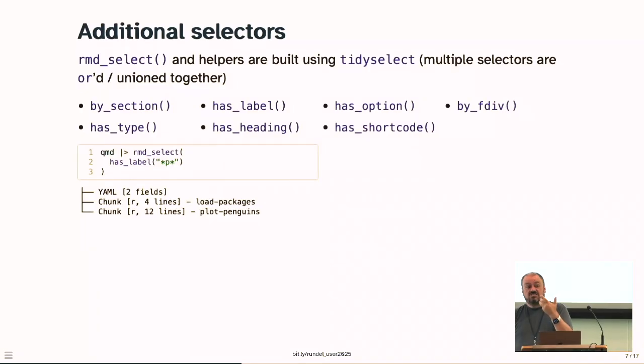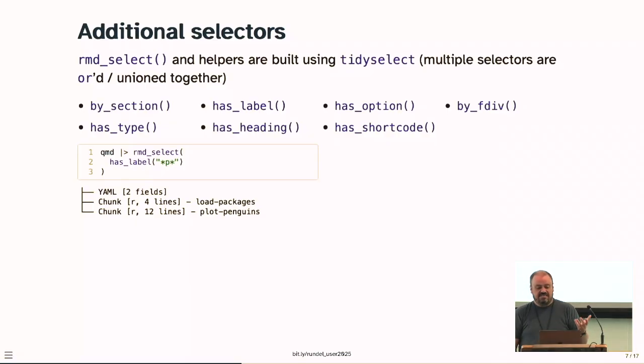There's also a bunch of other selectors that we provide to the user, again, through this RMD select function. This is both directly inspired by and uses extensively the tidy select syntax from the tidyverse. It's super powerful, it's super great. And so we have a bunch of other helper functions that let you select nodes based on their characteristics.